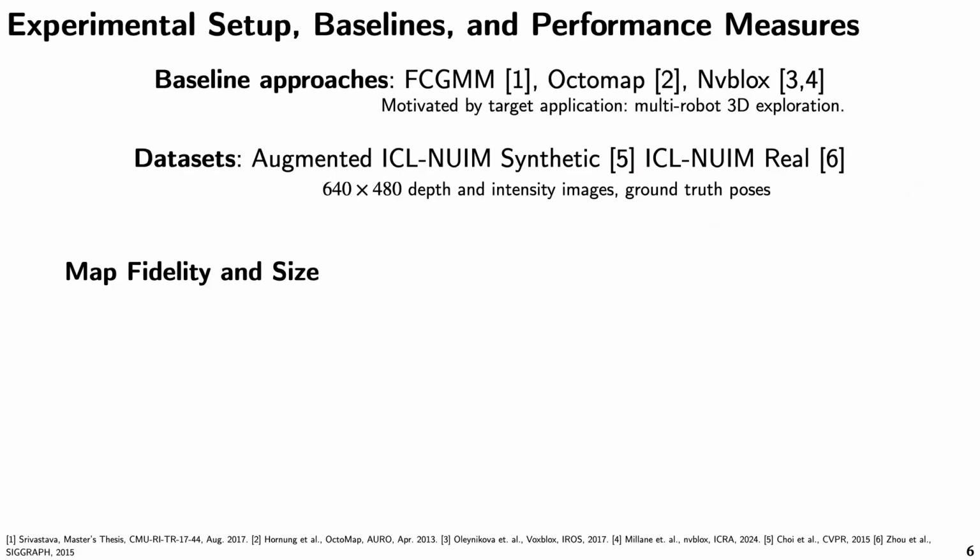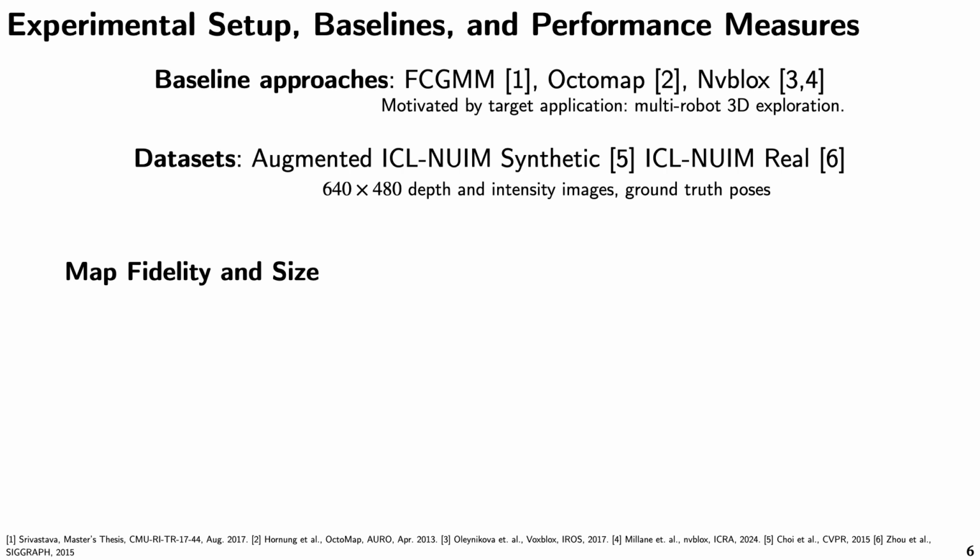To experimentally compare, we chose baseline approaches motivated by the target application, which is multi-robot 3D exploration. And we chose techniques that have been shown on platforms to work for this purpose. First is the fixed component GMM, where instead of doing a self-organizing estimation, you have a fixed estimate of number of components for each scan. Second is Octomap, which is a popular technique. And third is NVBlocks, which is a GPU version of VoxBlocks, which is also a popular technique.